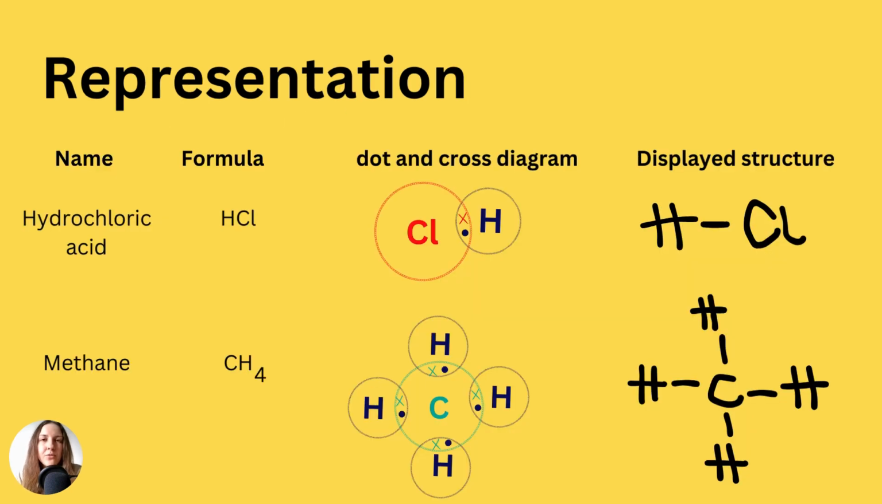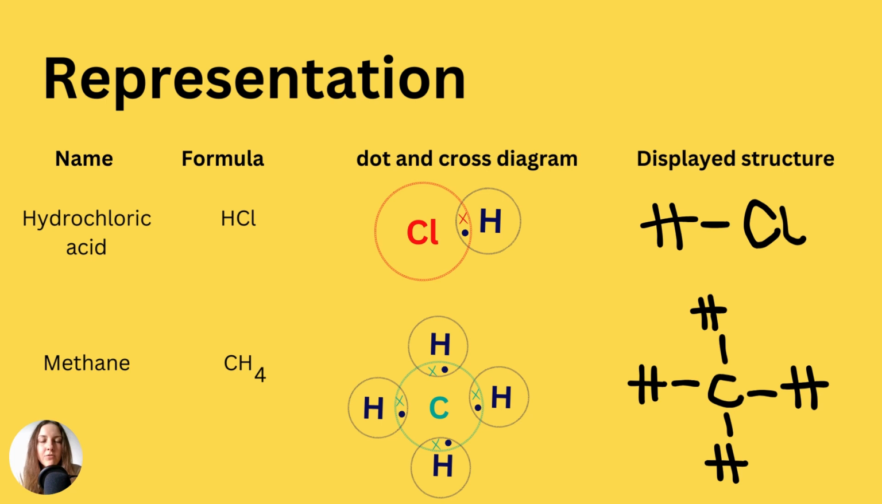So, how do we represent covalent bonds? Well, you're given different ways of doing this. So, you could have the formula. For example, if we're talking about hydrochloric acid, it's an acid that you may have used in class before. Its formula is HCl. It's the same acid we find in our stomach, for example. The formula shows us that there's one hydrogen bonded to one chlorine atom.